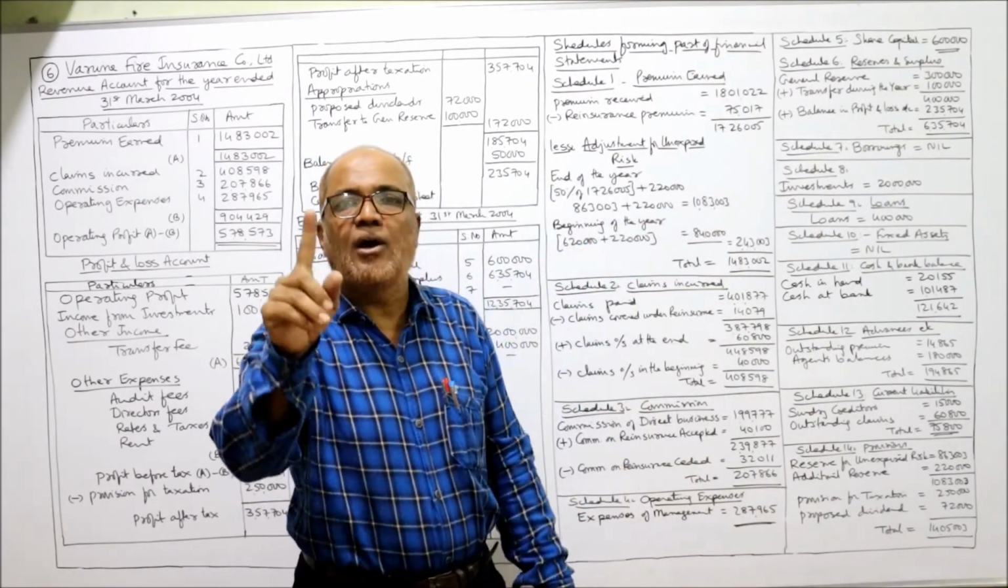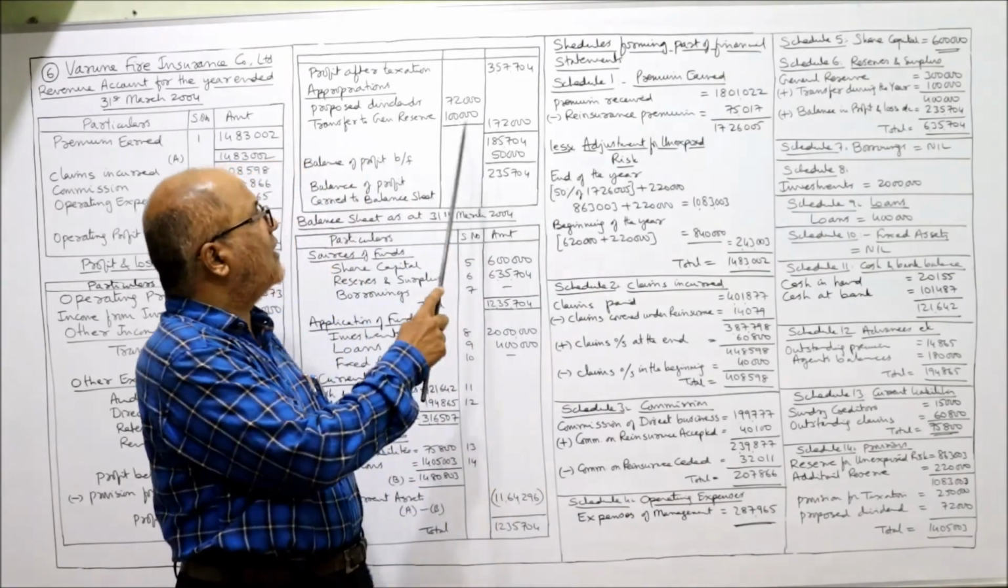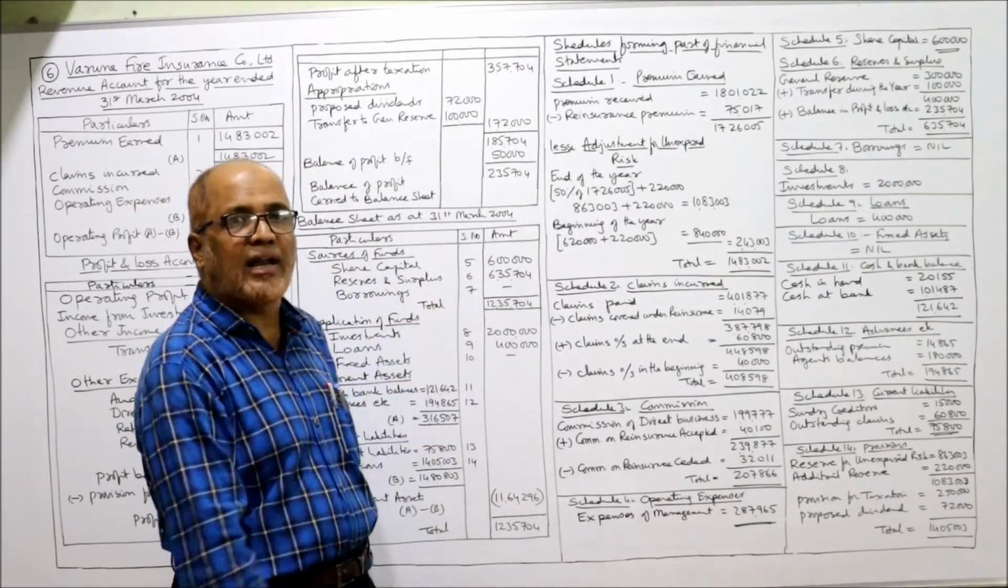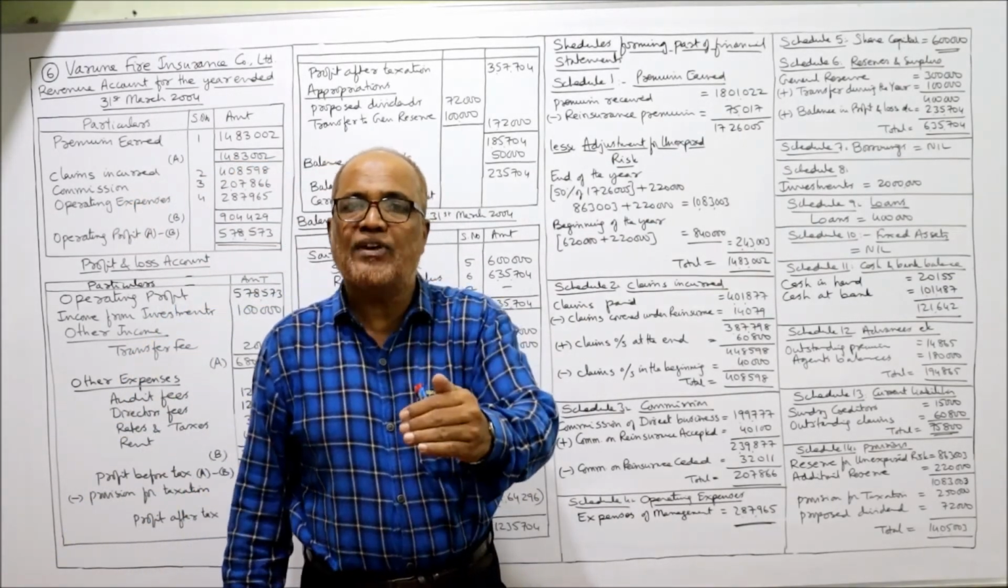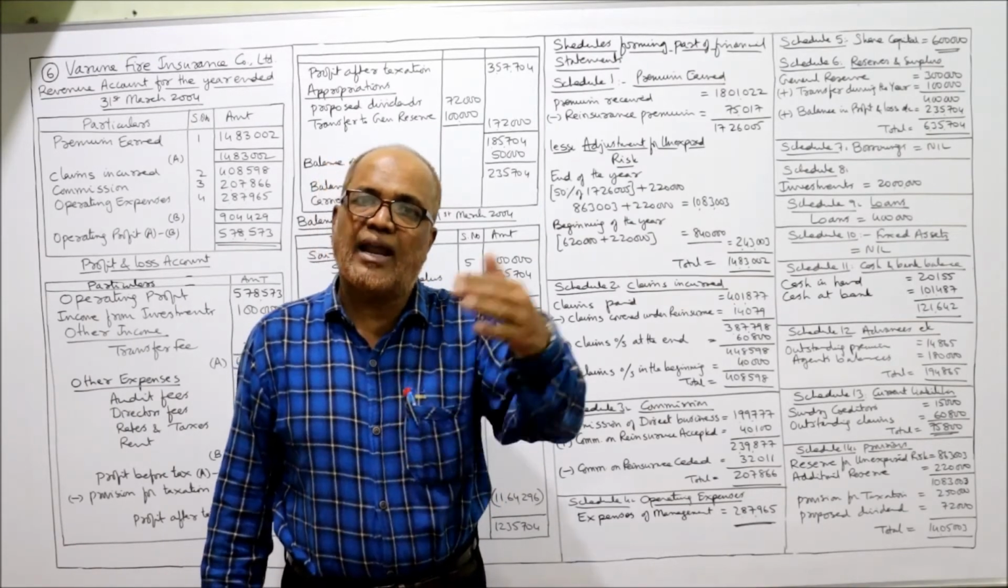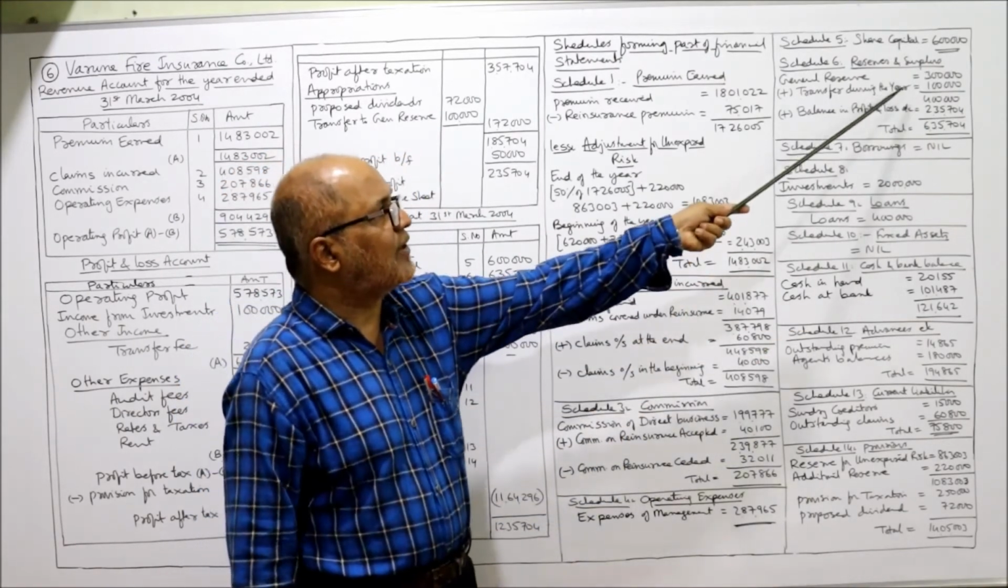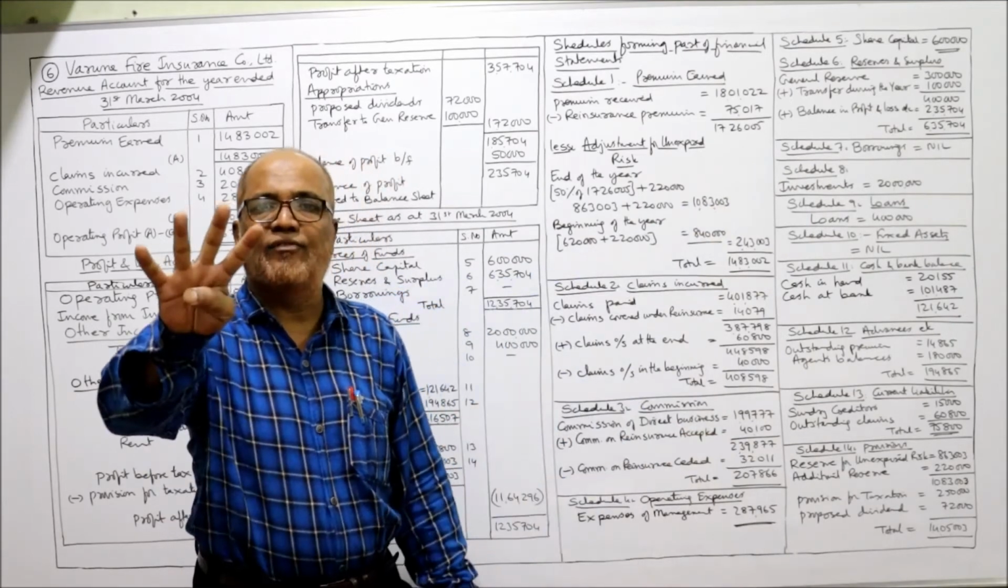And during the year, 1 lakh rupees is transferred. Here we have transferred 1 lakh to general reserve from the current year's profit. So add 1 lakh. So total general reserve is 4 lakh.